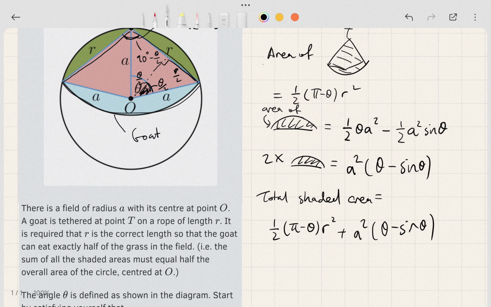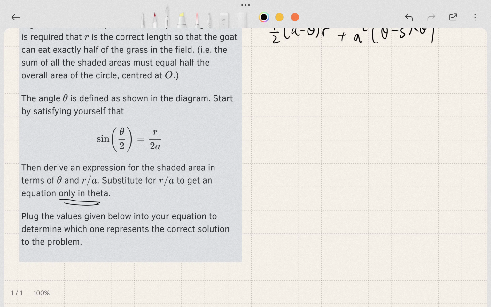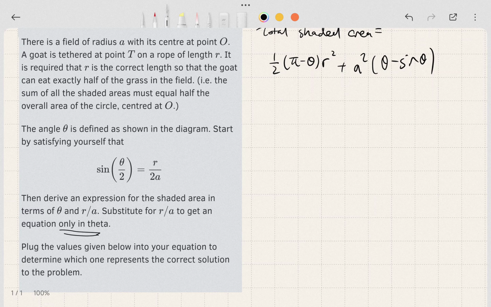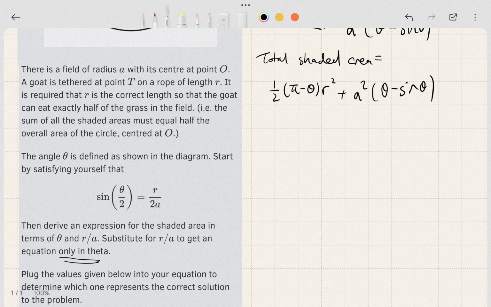So now it's going to be only in theta. It says plug the values given below into your equation to determine which one represents the correct solution to the problem. So I'm going to have a look at some answer choices, and apparently we have to work out what theta is going to be, or what r over a is going to be. And we know that this shaded area must be equal to half.